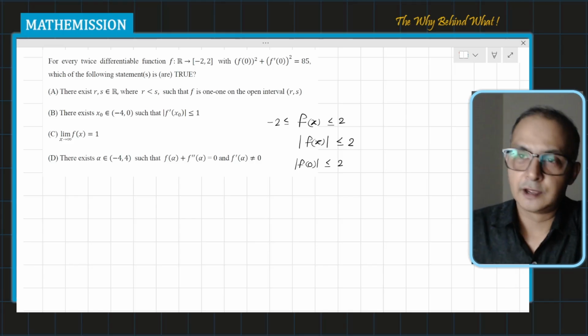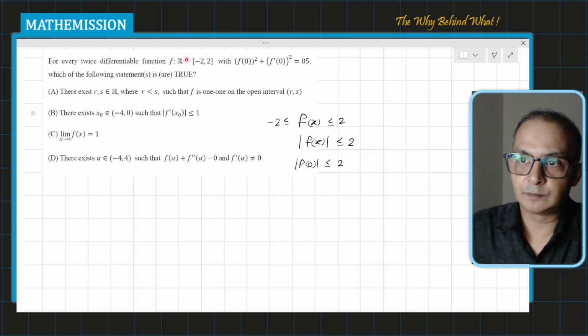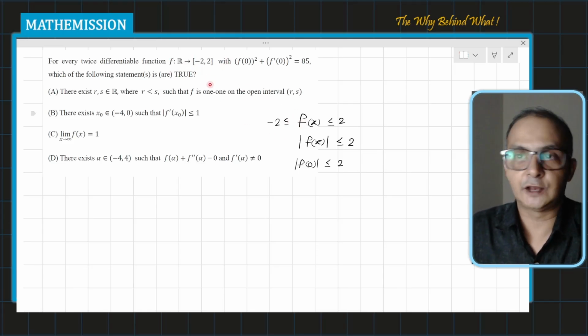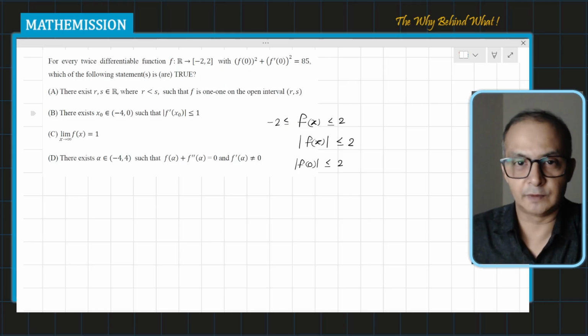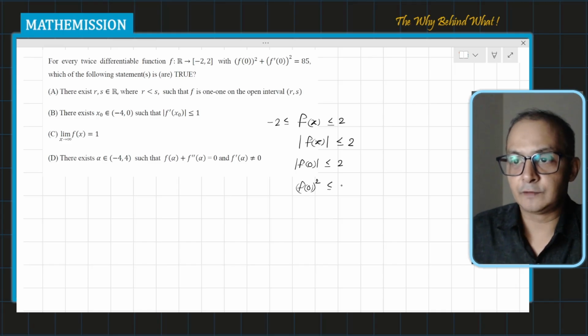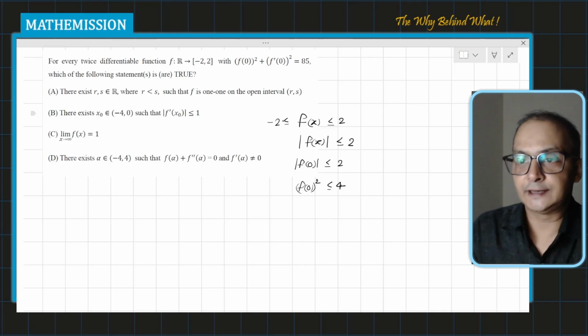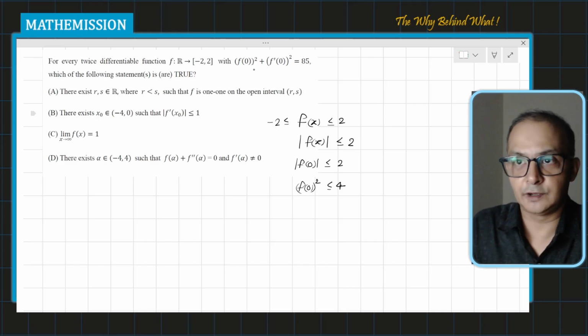I don't know what f(0) is, but we know that for any x coming from the real numbers, for whatever real number you take for x, the maximum value of the function could be 2 and the minimum value should be only negative 2. It means if you put 0 also, f(0) has the maximum value 2 only. So when you square it, that will give you 4. And so we are getting that f(0) squared has a maximum value 4.